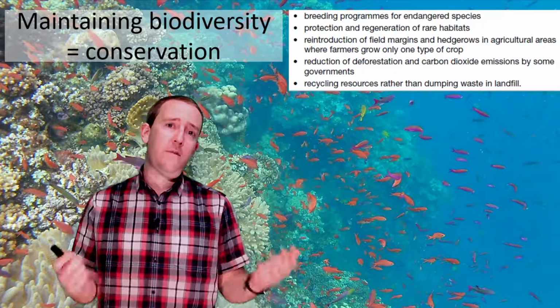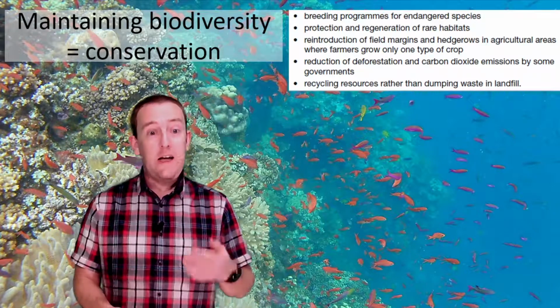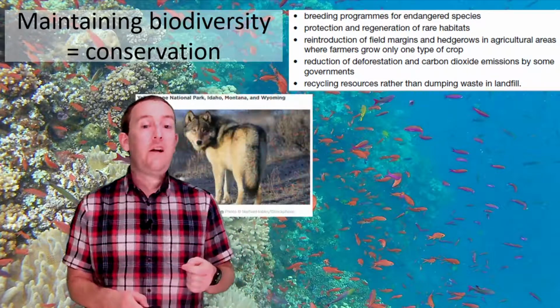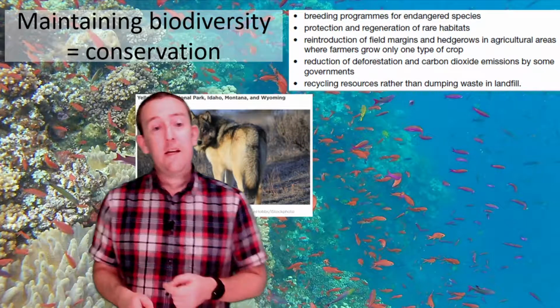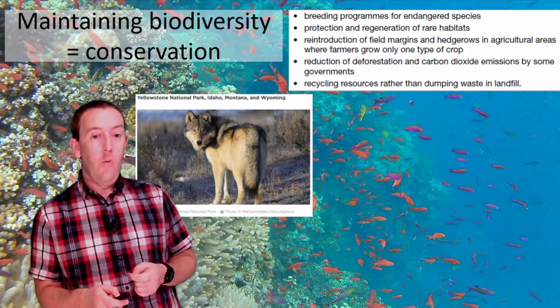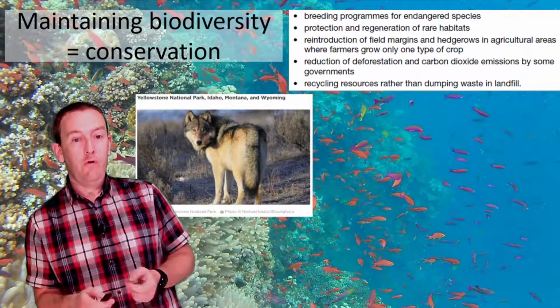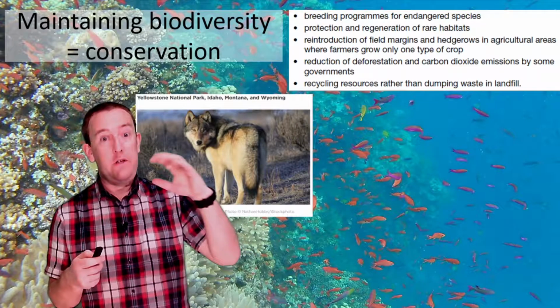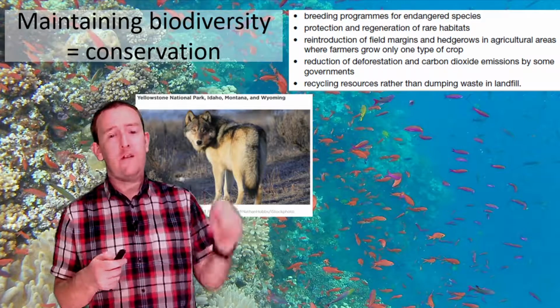So let's just do some examples straight off the syllabus. These are some of the things that people have done to maintain biodiversity, i.e. conservation. So the top one there, protecting and regenerating breeding programs rather for endangered species. So this is the North American wolf, and reintroduction of wolves into Yellowstone National Park, into North America, into the USA, is a massive conservation success.